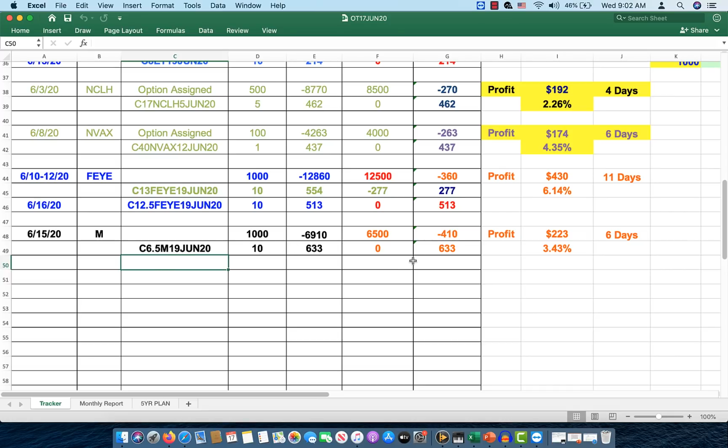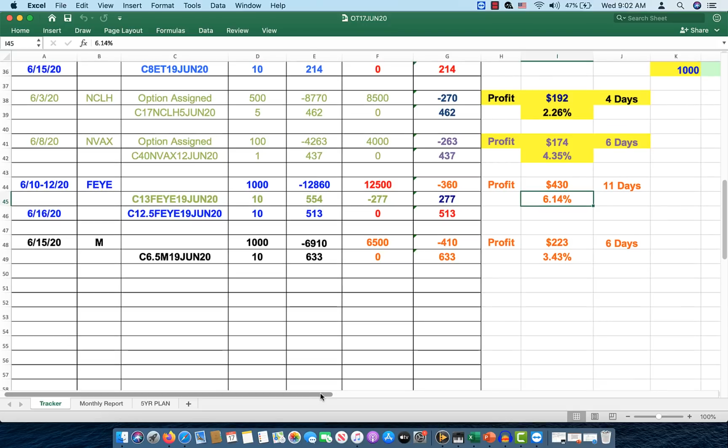This is called the big money maker. We get called away. Remember, we went deep into the money. So we will pull out $223, which is a 3.43% for 1 week of work. 1 week. We get paid $223 for 1 week. I mean, I really like this one. You get 11 days and you make $430 on your money at a 6.14% return.